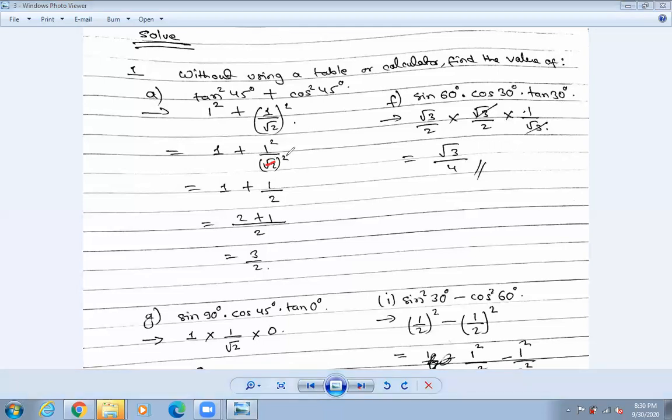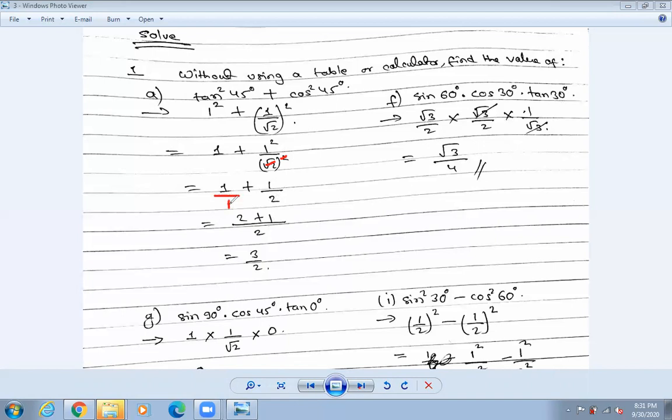This and this will be cancelled. That means root and square root will be cancelled. So what is left? 2 is left. So let's write 2. 1 square means 1. 1 by 2 is left over here. So if there is no number, there is 1. That is, what is the LCM of 1 and 2? So it is 2. 1 or 2, LCM 2.